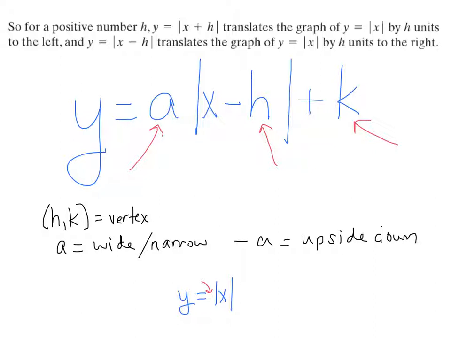The H value tells you to go right or left, and it's opposite. If it's a negative H, you go right. If it's a positive H, you go left. And K, if it's positive, tells you to go up. Negative tells you to go down.